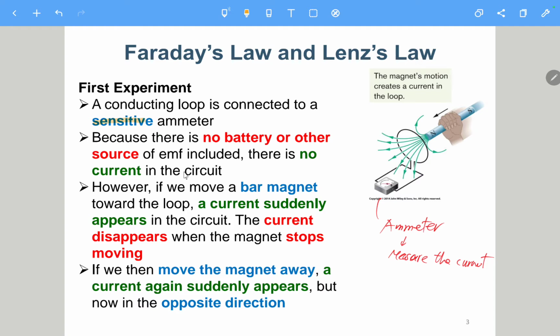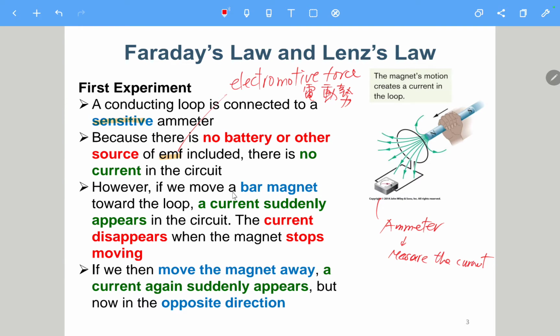The EMF here means electromotive force. In Chinese, it is called 电动势. So it's like a voltage difference, something like that.